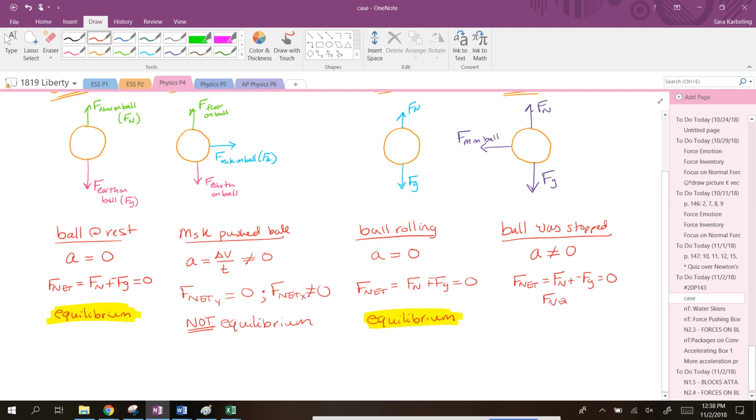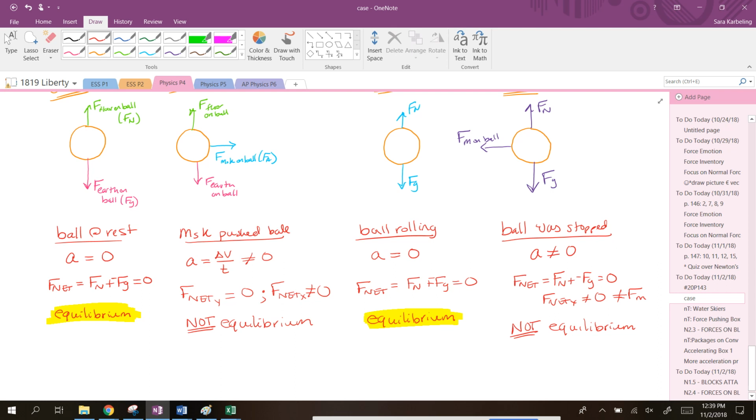F net in the x does not equal 0 because we know that Mira is applying a force, the force of Mira, or you could just say it's an applied force. That's okay too. But we know that it's not 0. Oops, I should put a not equals there. And therefore we would say that the ball is not in equilibrium. So this is right when she stopped it.